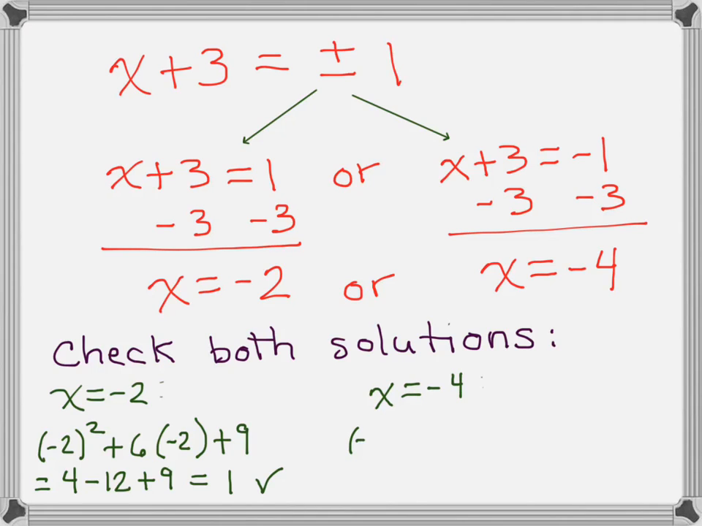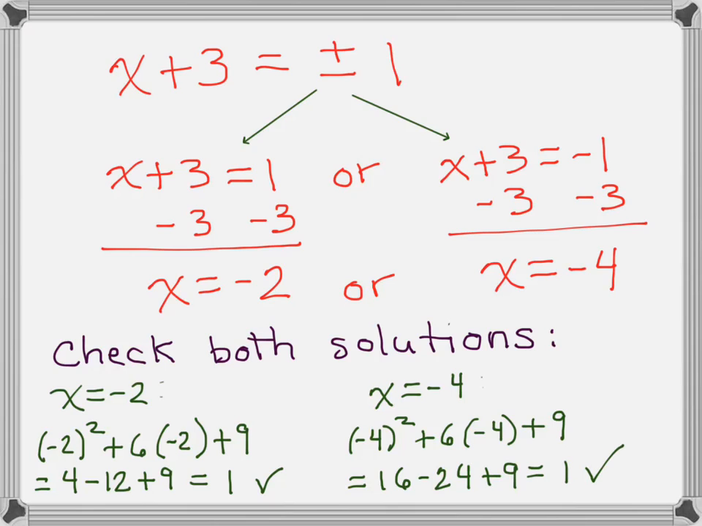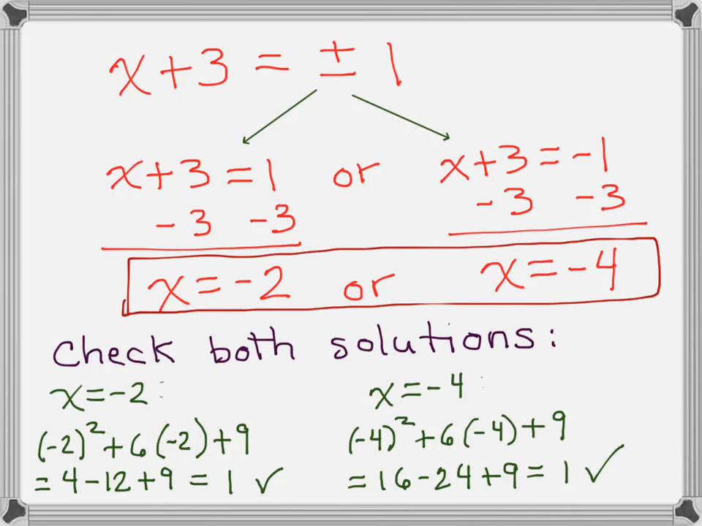When x equals negative 4 and we substitute negative 4 for x into the original equation, we also get 1. Yay! So they're both right. So we know that that solution worked. Let's look at another example.